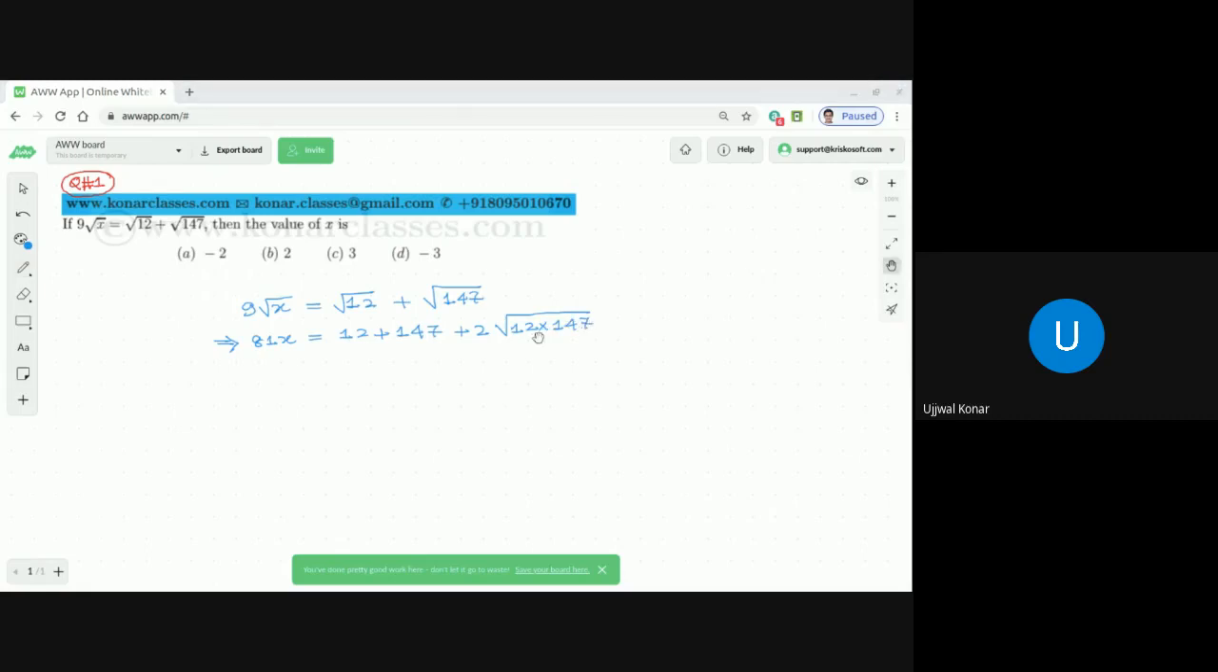Then what do we get, dear students? 12 plus 147 is equal to 159. So from here we get 81x is equal to 159 plus 2 into square root of 12 into square root of 147. If you work all these out, that becomes 84. I am not spending time to calculate that one. So from here, we get 81x is equal to 243, and hence the value of x is equal to 3.